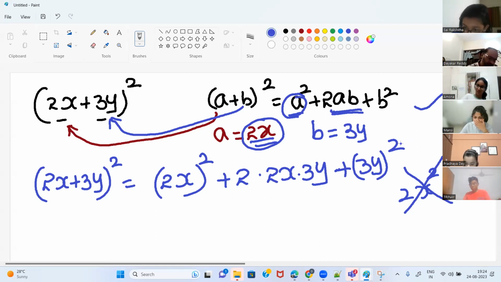Mansi, are you there? Yes, sir. What is the value of 2x whole square, madam? You studied this in IIT Foundation also. What is this 2x whole square? How can we write? Litesh, what about you? Trina, tell me. Sir, 4x square. Very good.